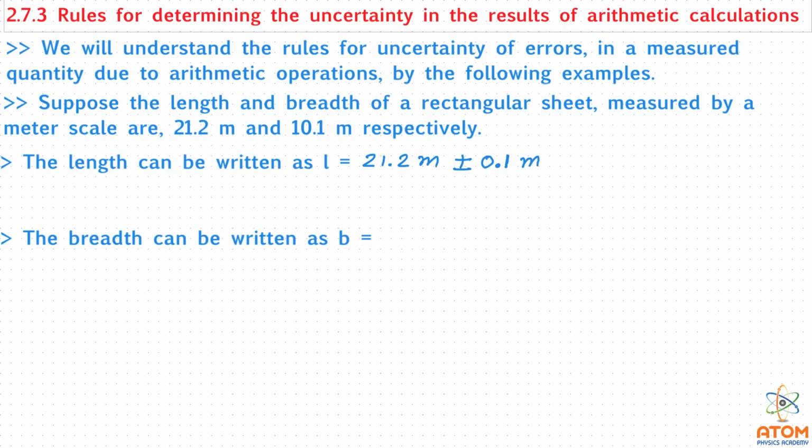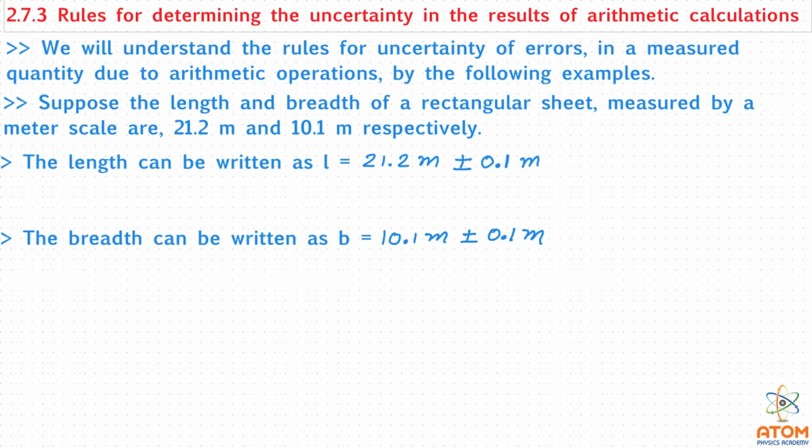Why I am putting plus or minus 0.1 meter, that I will explain. And the breadth can be written as 10.1 meter plus or minus 0.1 meter. Now how did this 0.1 meter come? It is not given in the question at all.